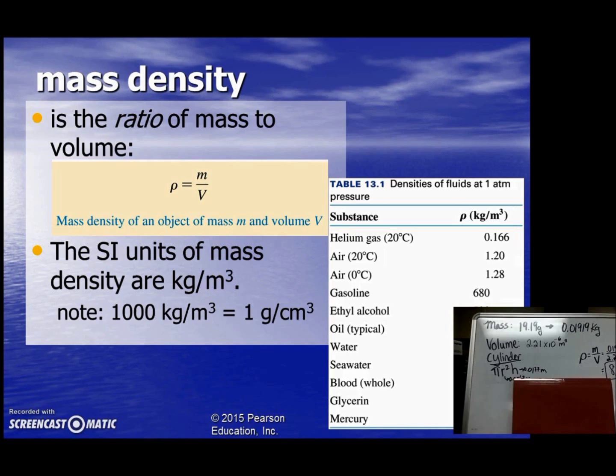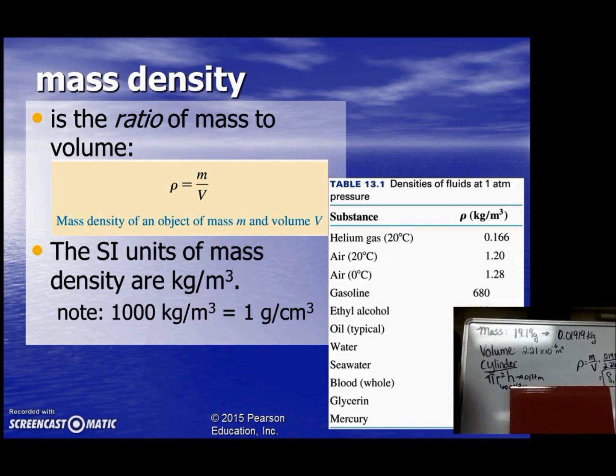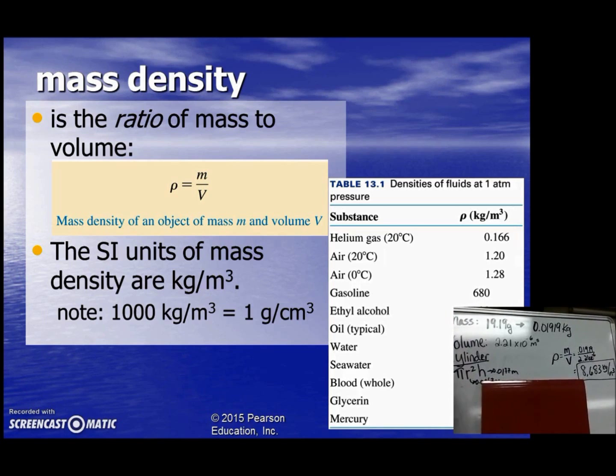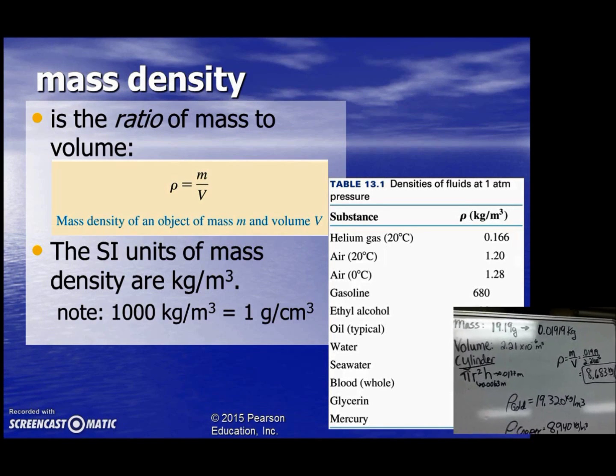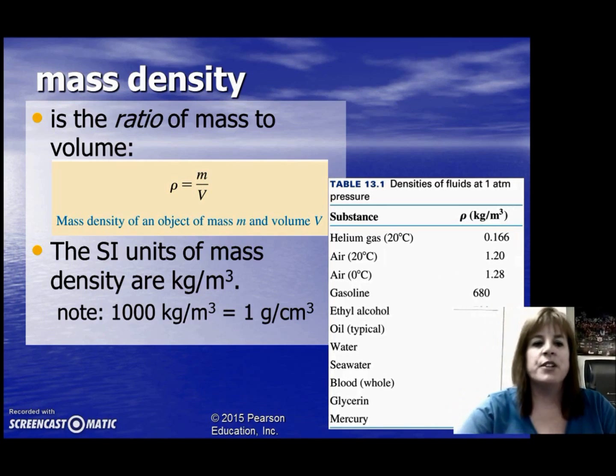So then I went and looked up gold. I looked up the density of gold, and it turns out that the density of gold is much higher than that. It's 19,320 kilograms per meter cubed, so unfortunately not gold. Turns out that what I had is actually brass. Back in the closet for you.